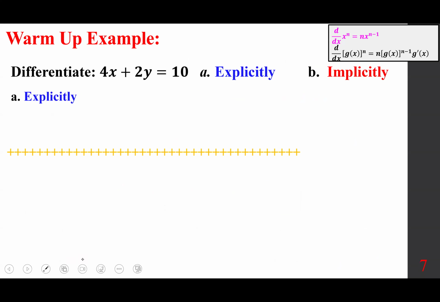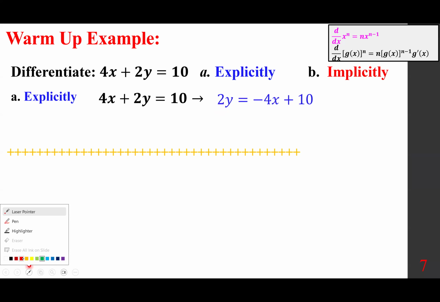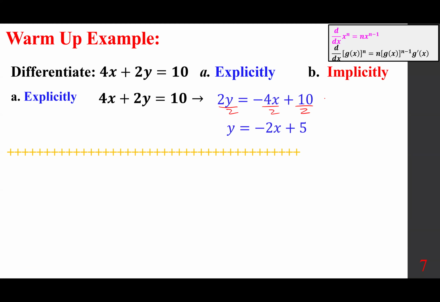We're going to start with a very easy example that can be done both ways. So we're going to differentiate 4x plus 2y equals 10 two ways. Explicitly means solve for y. So let's solve for y by moving 4x. To solve for y, we're going to divide by 2. Y becomes negative 2x plus 5, and everybody knows y prime or dy dx is negative 2.